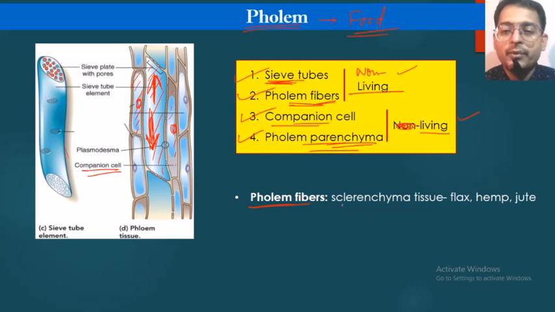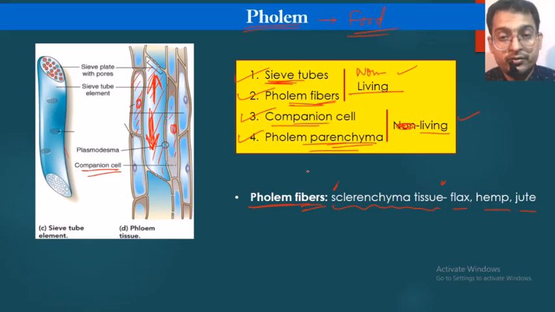They are made up of sclerenchyma tissue. What are they made up of? They are made up of sclerenchyma tissue. It is a non-living tissue. Okay. Example is flax, hemp, jute. So what it is doing is the fibers, they provide a lot of mechanical strength. Okay, they provide. So what happens is that the plant is able to get a lot of flexibility.